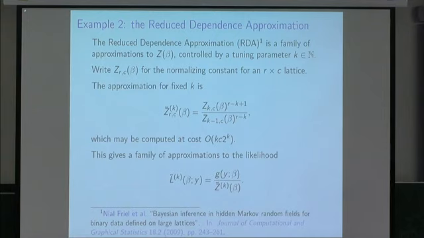And if you think about k as just being a fixed constant value, and you're letting the number of rows and columns tend to infinity, then this is going to be linear in the number of columns. And if we plug that approximation in to get an approximation to the likelihood and keep k fixed, then overall that approximation to the likelihood is going to have cost which is linear in the total number of observations in the grid, which seems extremely positive.